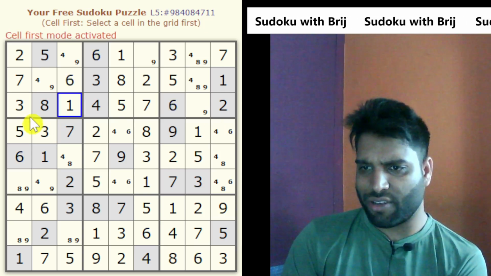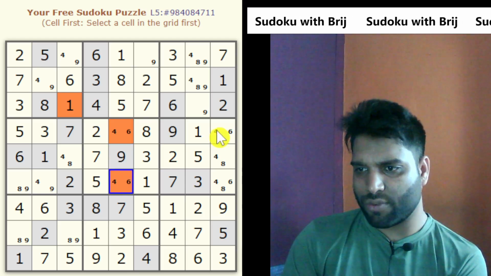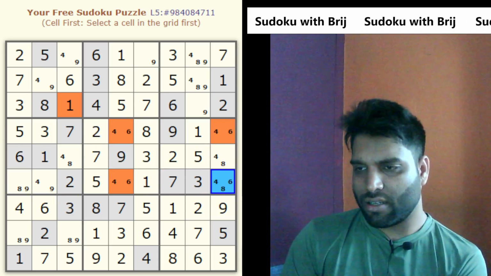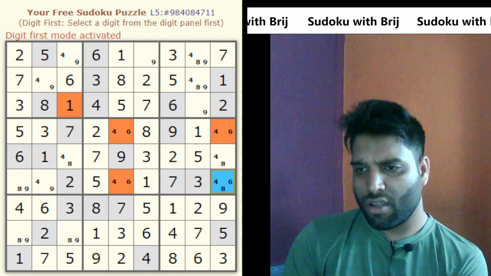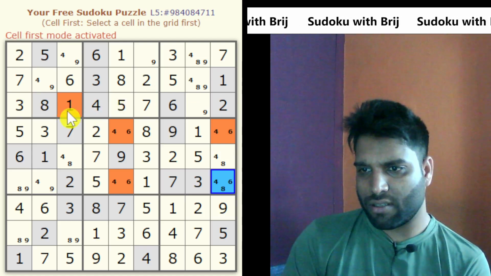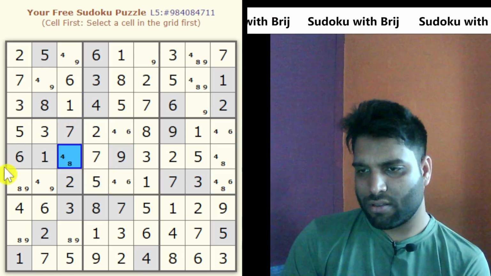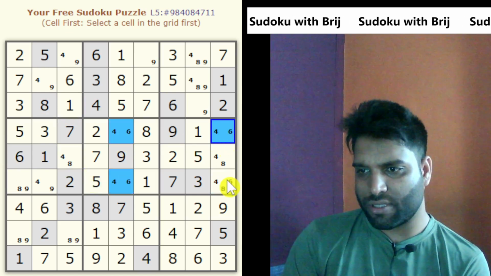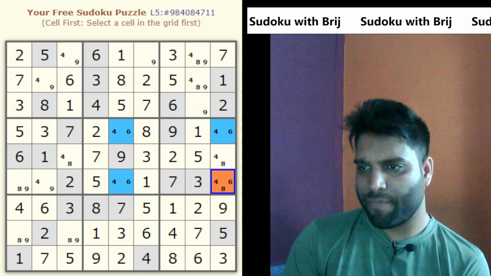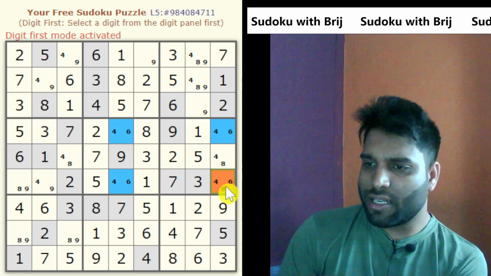Let me mark the cells first. So I'll mark with orange. This is 4 6, this is 4 6, and this is also 4 6. But this 4 6 I'm marking in blue. And let me remove the color of this cell. Oh, sorry. Wait a minute. 4 6, 4 6, 4 6 and 4 6. But I changed the color of that cell. Okay. Now this 4 6, this 4 6, and this 4 6, and this cell also contains 4 6.